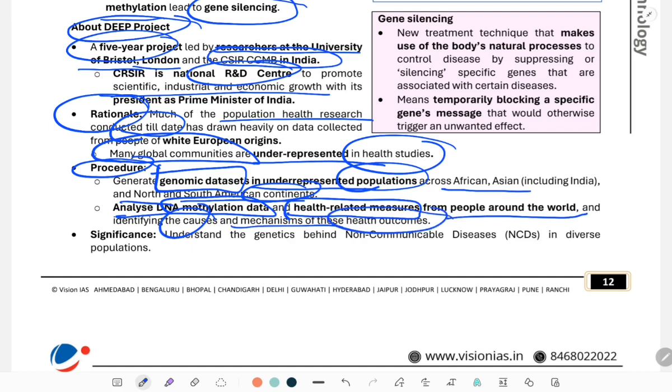Significance of this project is, it helps in understanding the genetics behind the non-communicable diseases, NCDs, in diverse populations.